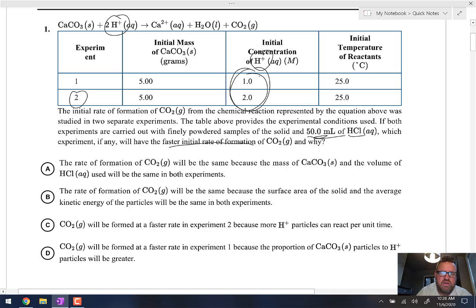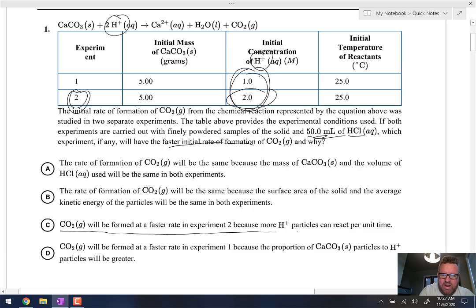So this is not a question of will the reaction happen. They're saying it's going to happen. It's a question of which reaction is going to happen faster. Well, based on what we've learned, there's four things that affect how fast a reaction can go. And the first one was concentration. The greater the concentration, the faster the reaction goes. So we know that in experiment 2, the concentration of hydrogen is greater. And really, that's all you got to know. So the answer is C.